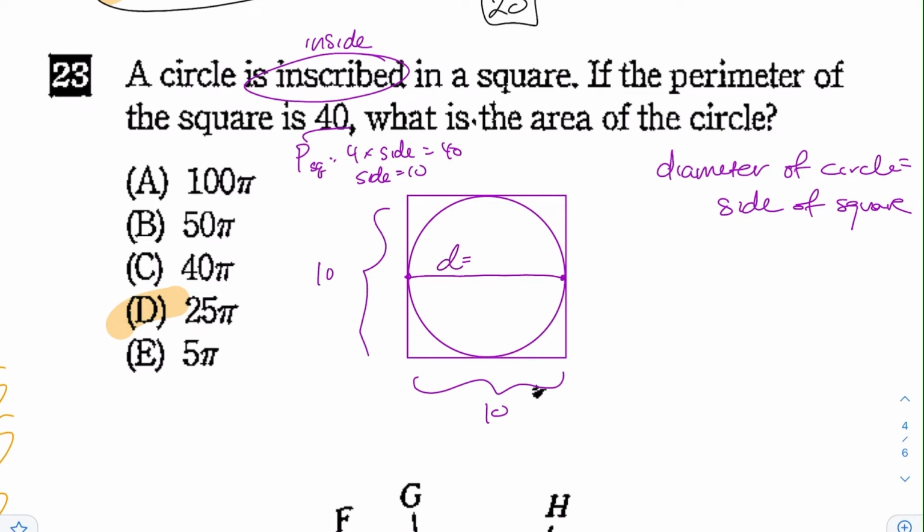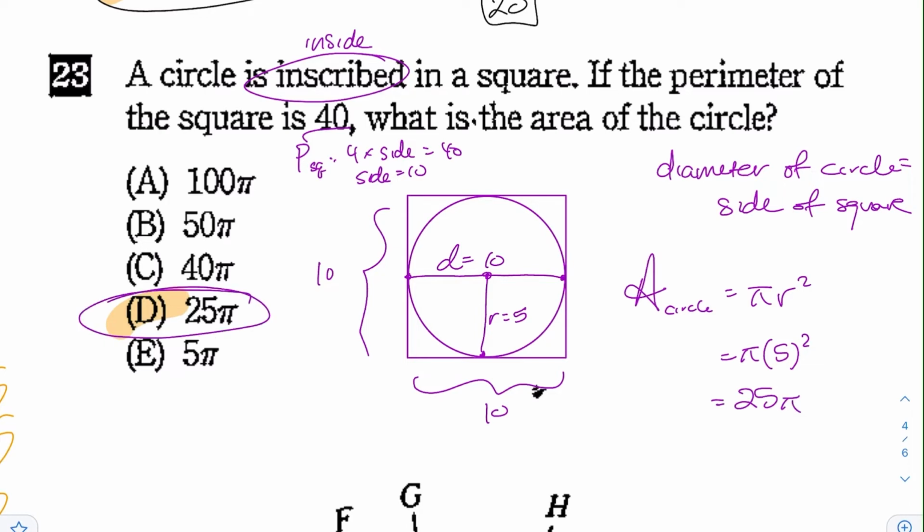So the diameter is equal to 10, which means that the radius would be equal to half of that, or 5. So to figure out the area of the circle is pi r squared. And this will be pi times 5 squared, or 25 pi. So that's choice D. So here you have the area of a circle, and again, the keyword inscribed means inside.